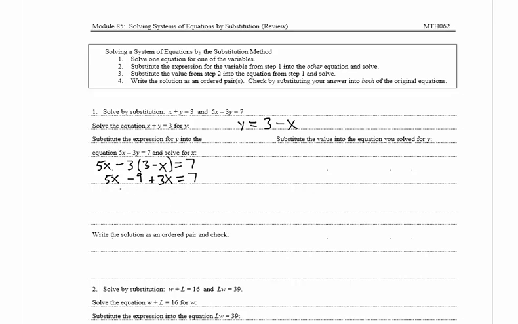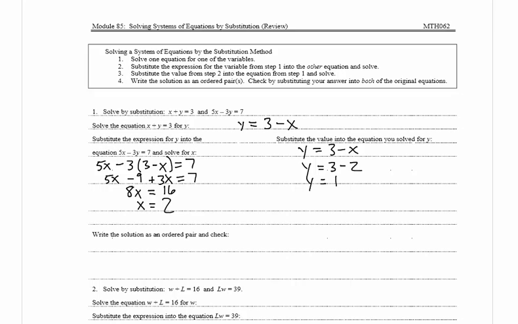And now I'm going to combine my like terms on the left-hand side and add 9 to both sides. So I have 5x plus 3x is 8x, and this is equal to 7 plus 9 is 16. And now we're going to divide both sides by 8, so we get x is equal to 2. And now we want to substitute the value into the equation we solved for y. So we have y is equal to 3 minus x, which means that y is equal to 3 minus 2, so y is equal to 1.